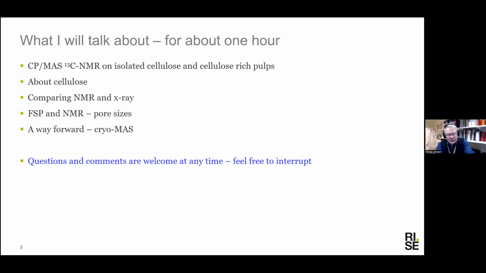And then last but not least, a way forward, and I'll say a few words about some test runs we have made with the new solid state NMR technique, which is cryoMAS, where you use a cryo probe, not only for solution state, but also for solid state. And I will talk for about one hour.